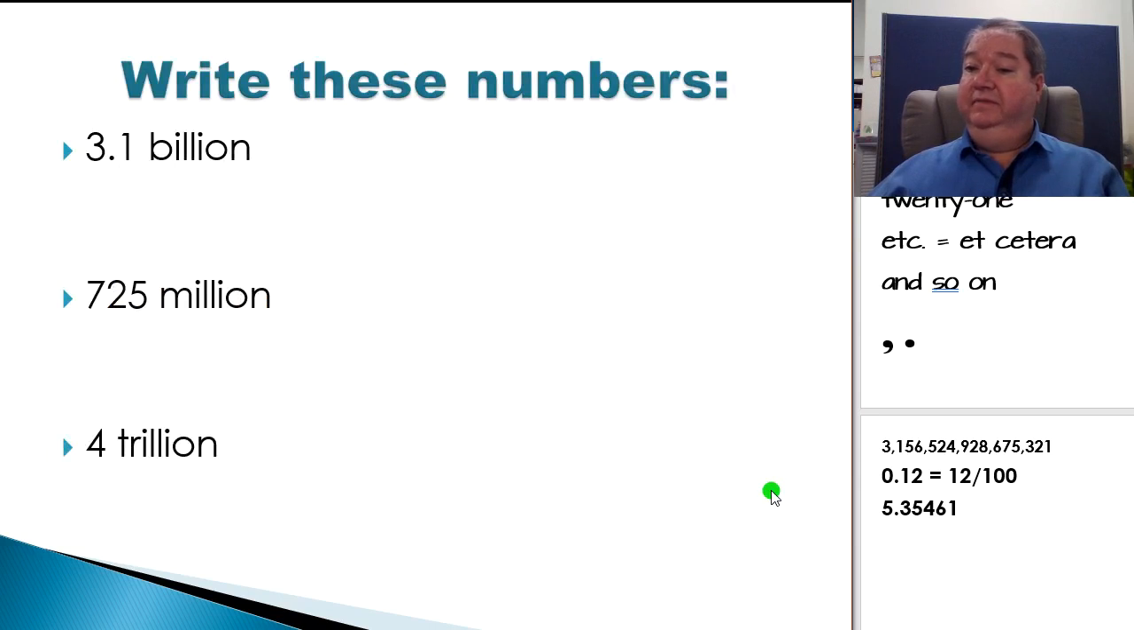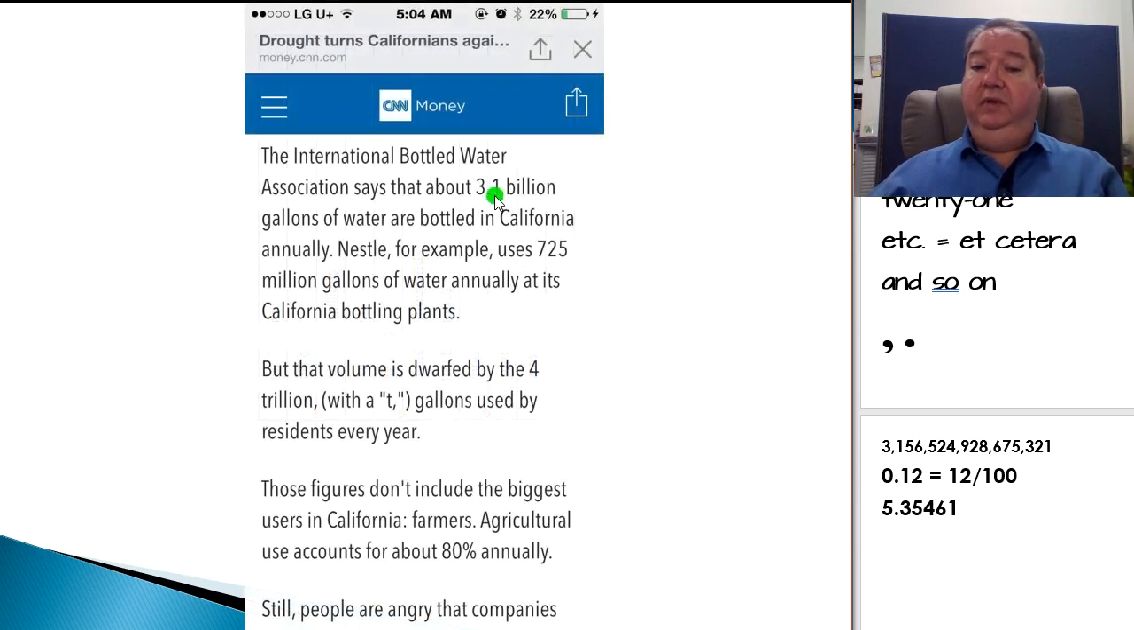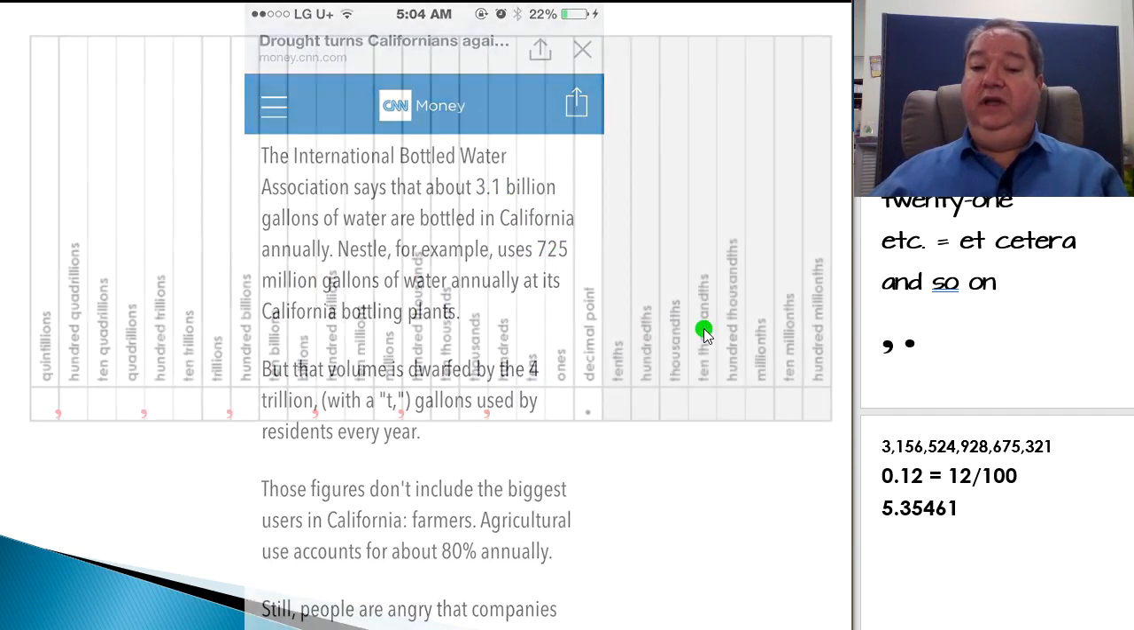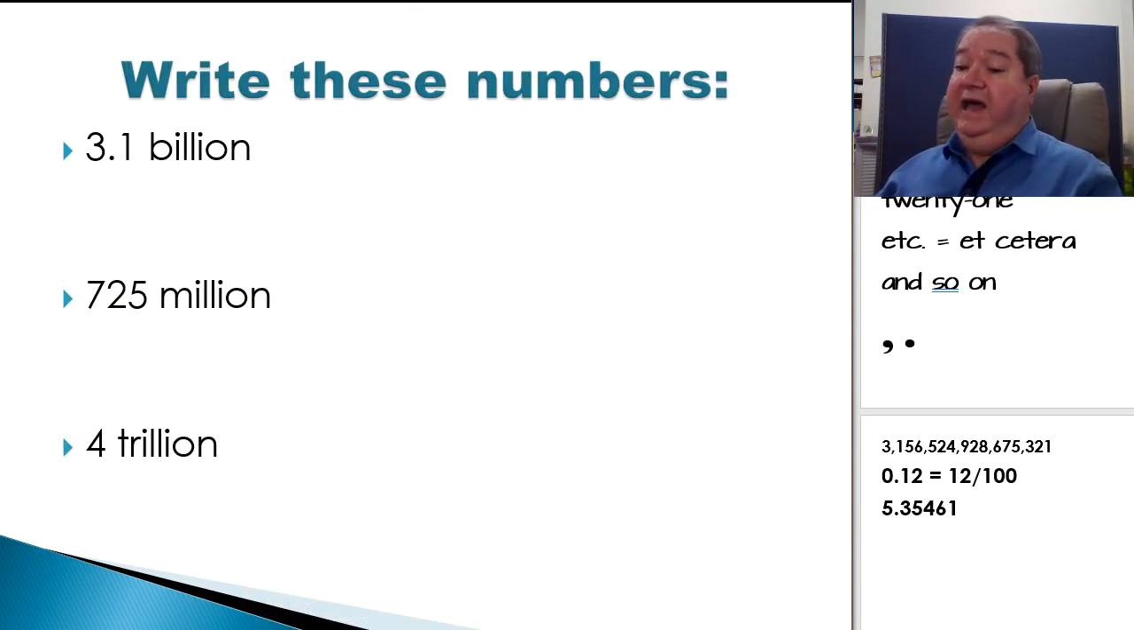Okay? So, now that you've got the entire chart here, the entire table, write these numbers. The ones from this little article. 3.1 billion, 725 million, and 4 trillion. A little practice.